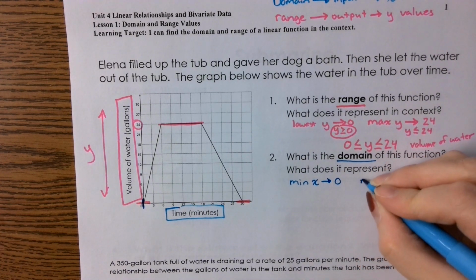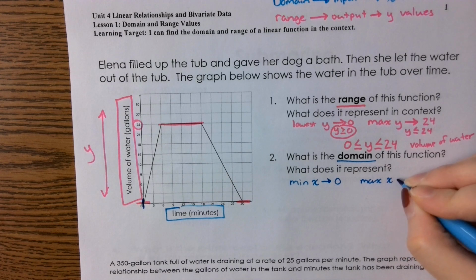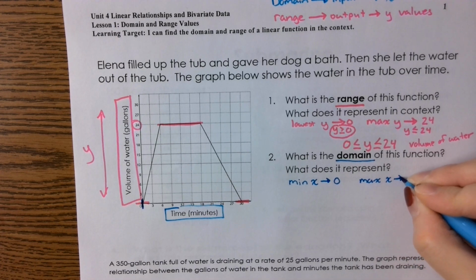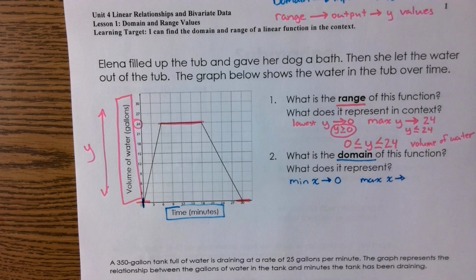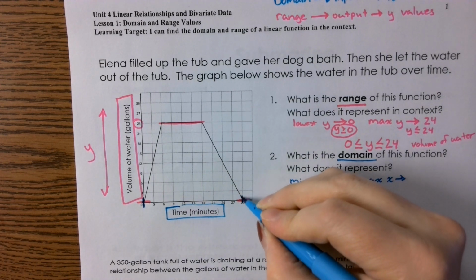And then what is the maximum amount that our x is being graphed at? 30, right? We're stopping right over here at 30.